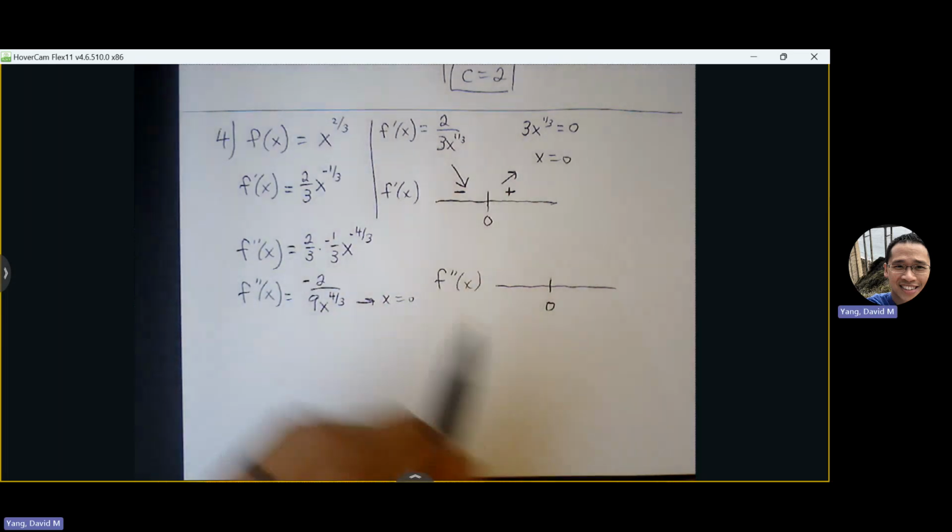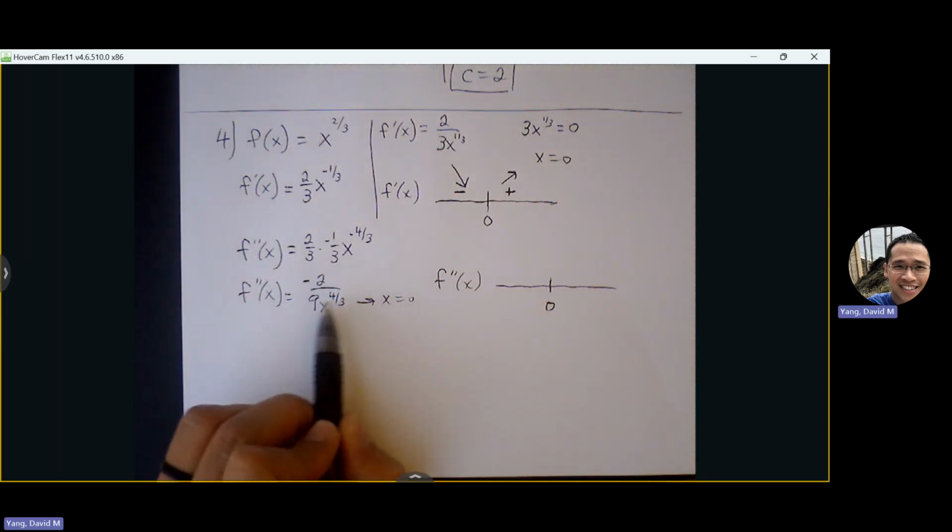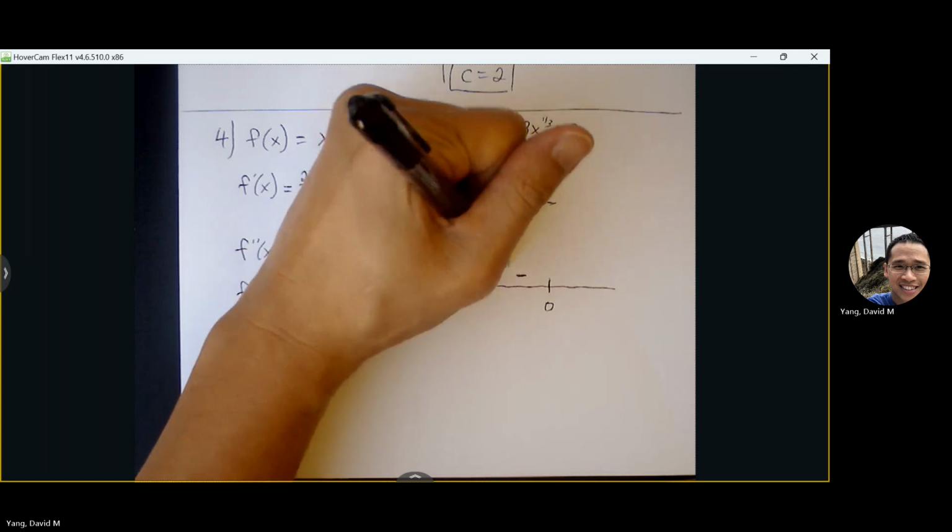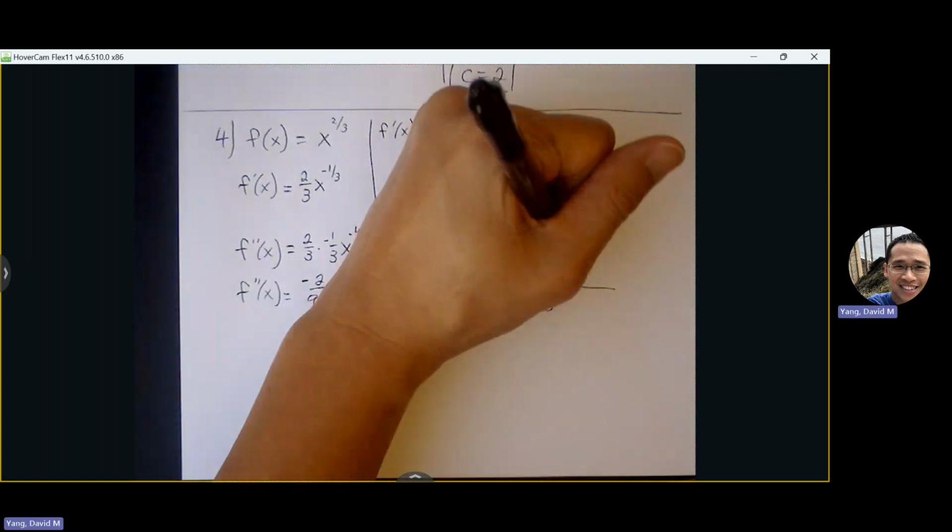Let's check for concavity here. So plug negative 1 into my second derivative. Now this is raised to the 4th power, so that's basically going to force everything here to be positive, no matter what I put in for x. So the denominator is always positive, my numerator is always negative. Negative over positive is negative. If I plug 1 in, I'll also get negative.